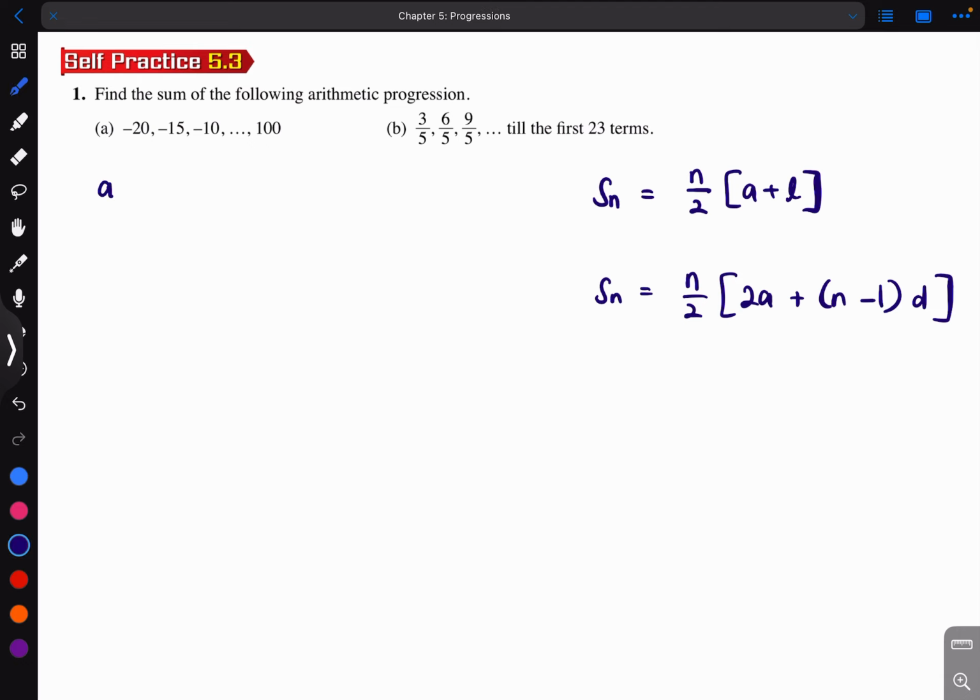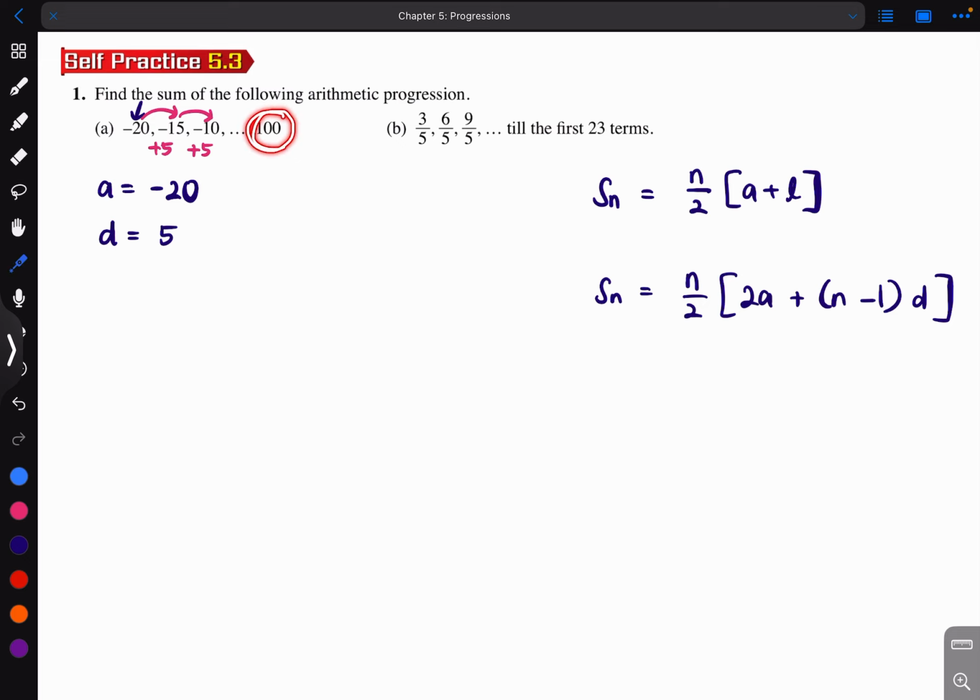We have our A. A is negative 20. A is the first term. And then D. We can find the D. So here negative 20 becomes 15 by adding 5. 15 becomes 10 by plus 5. So we can say D is positive 5. But we don't know n here. So what we can do is, we need to find the n.